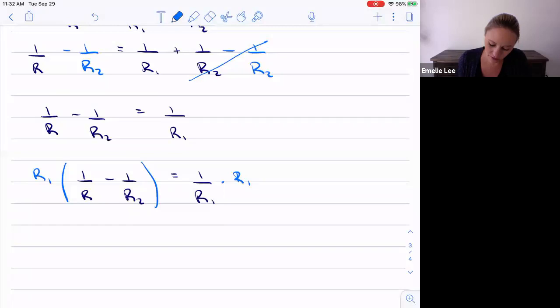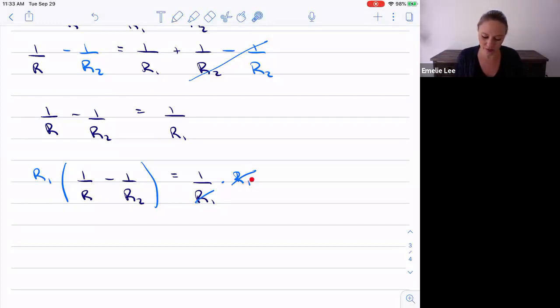1 over R1 times R1 is, can cancel this. Seems to be frozen because my screen's not catching up. There, hopefully we're good. So it got caught up. I haven't had it freeze yet. That's so weird. Anyways, something to keep track of. Or I haven't noticed it freezing yet.